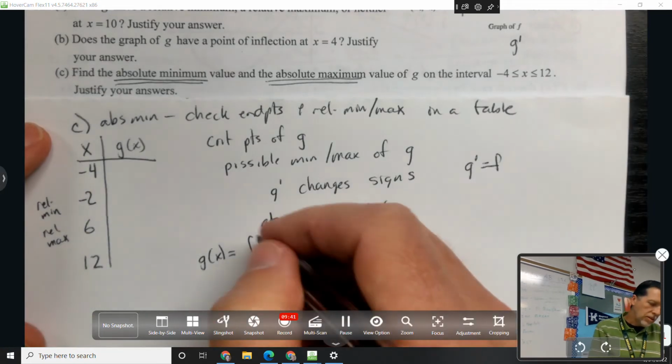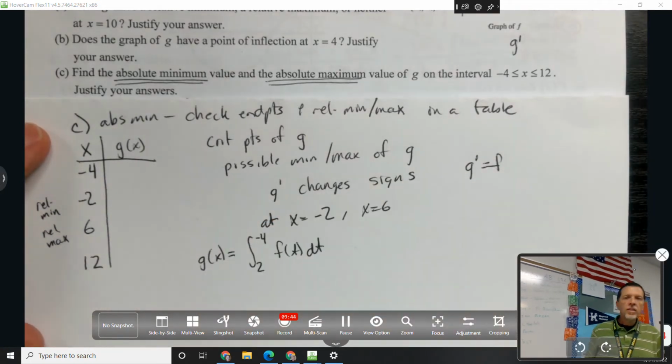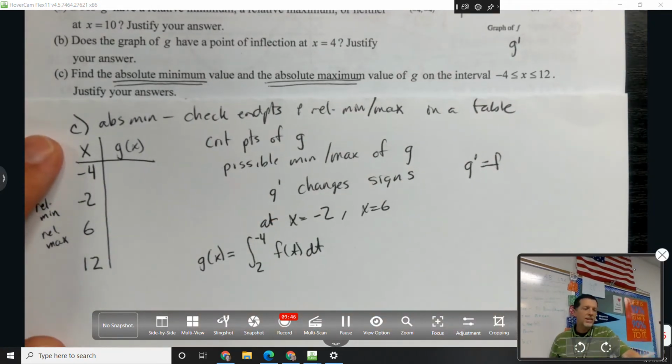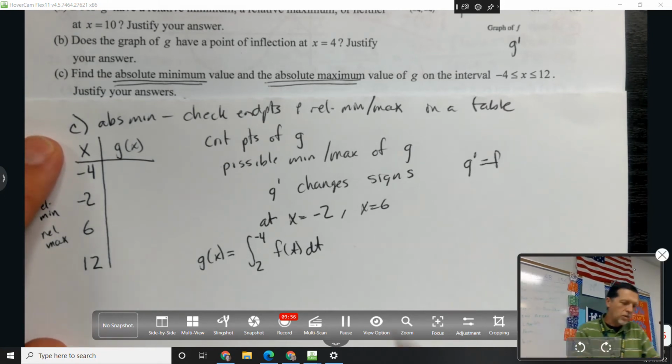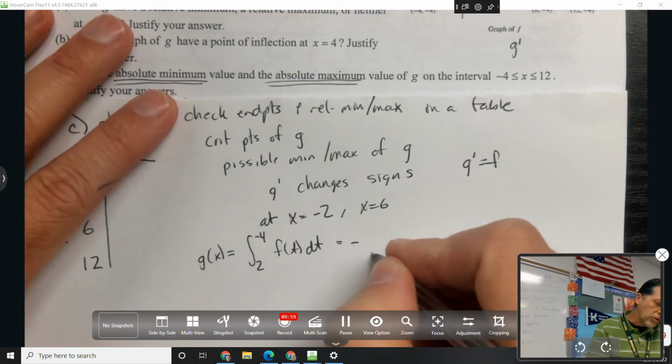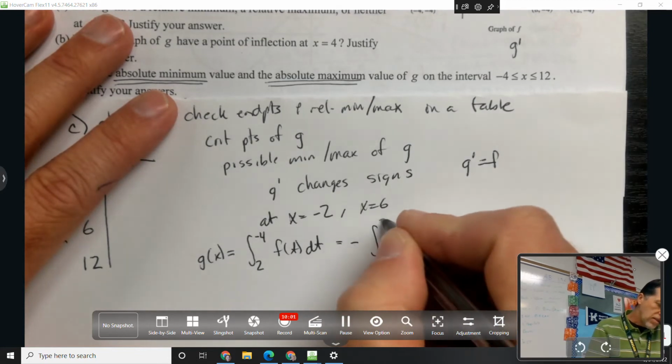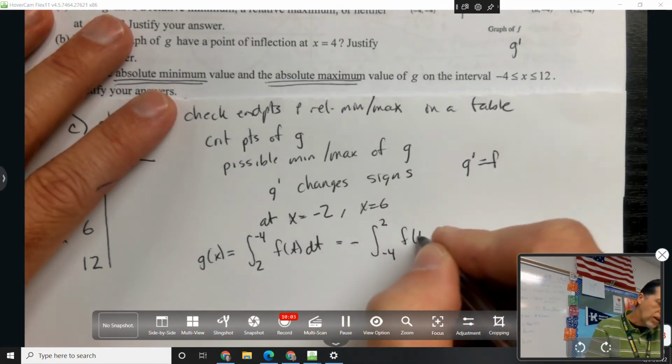I guess we'll start with -4. I kind of don't like that. What's weird about that? Switch them, yeah. If you switch them, what's the price you pay? The negative. So I'm fine with switching them. I would switch them as well. So let's go from -2 to 2.